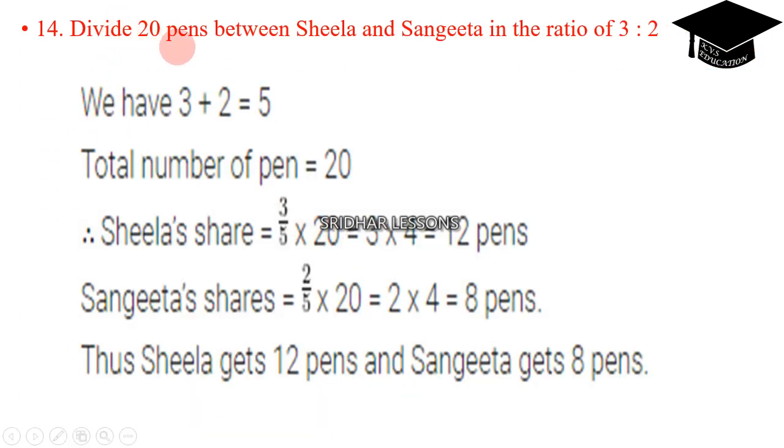Question number 14. Divide 20 pens between Sheila and Sangeeta in the ratio of 3 is to 2. Totally we have 3 plus 2 is equal to 5 and the total number of pens is equal to 20. So Sheila's share is 3 by 5 into 20. 5 cancels in 20 4 times, so 3 into 4 is equal to 12 pens. And Sangeeta's share is 2 by 5 into 20. 5 cancels in 20 4 times, 2 into 4 is equal to 8 pens. Thus, Sheila gets 12 pens and Sangeeta gets 8 pens.